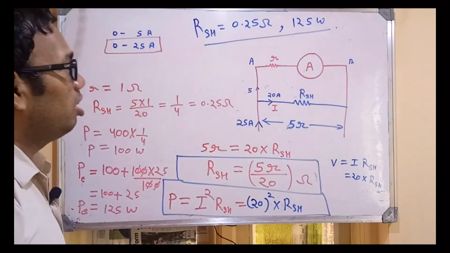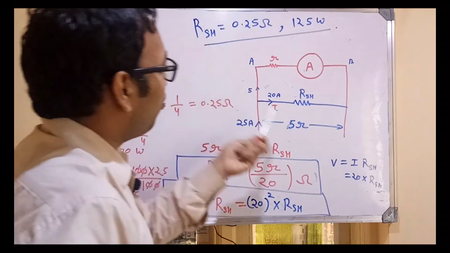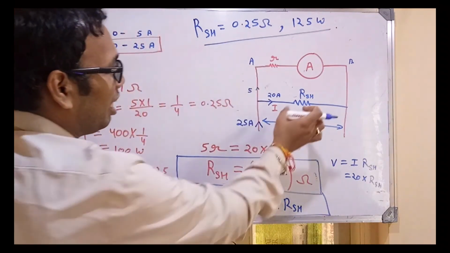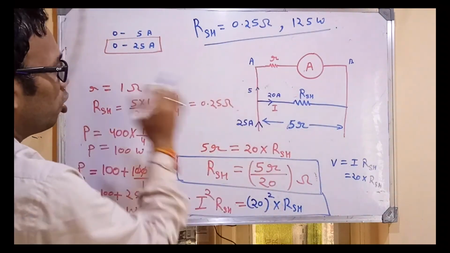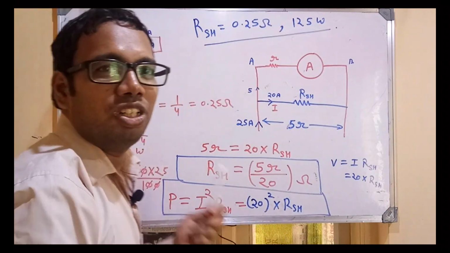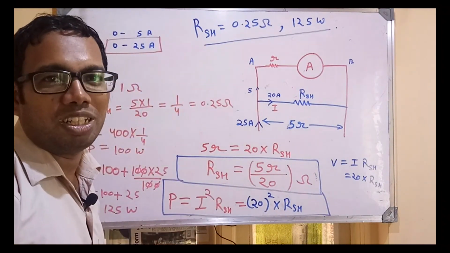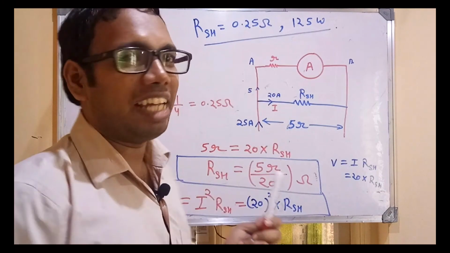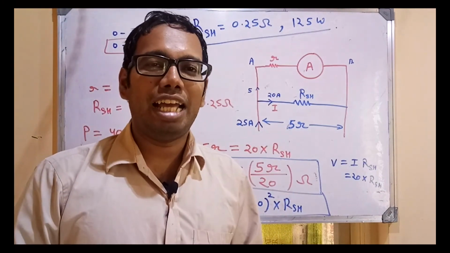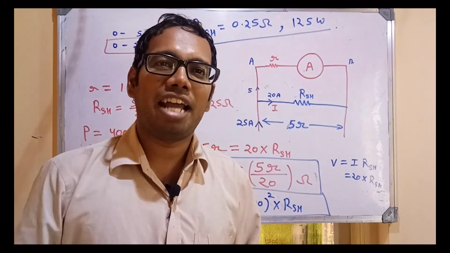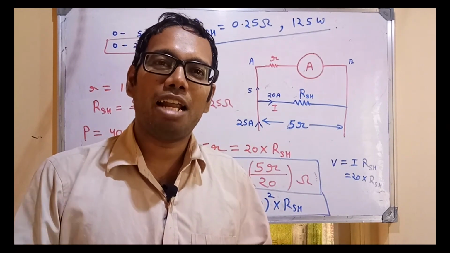Whatever the value of RSH, this much we have to connect here, then we will convert this 0 to 5 ampere ammeter into 0 to 25 ampere. So in this way we can convert any small ammeter to a higher rating ammeter, and a higher ammeter into a smaller ampere meter.